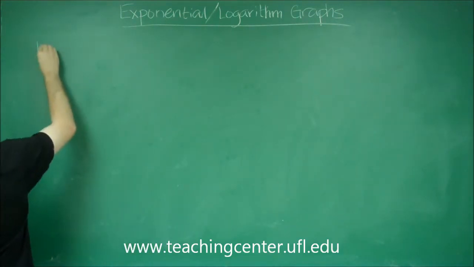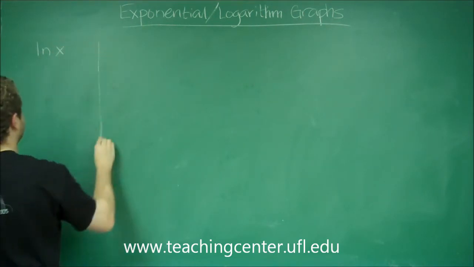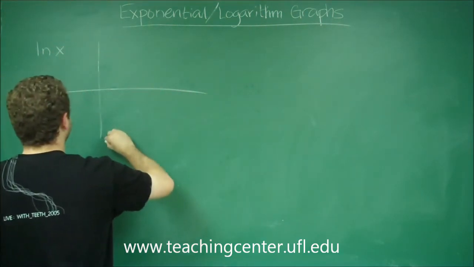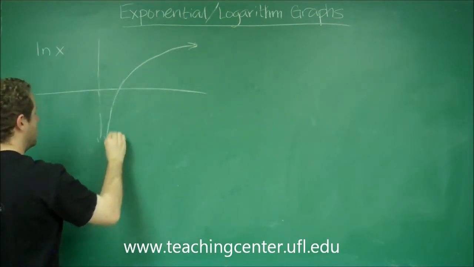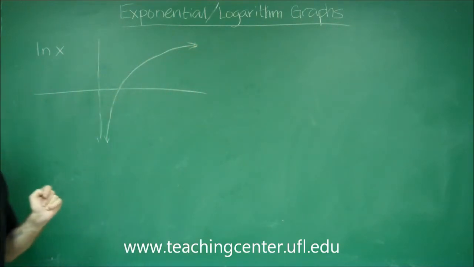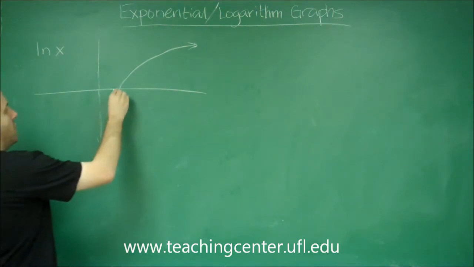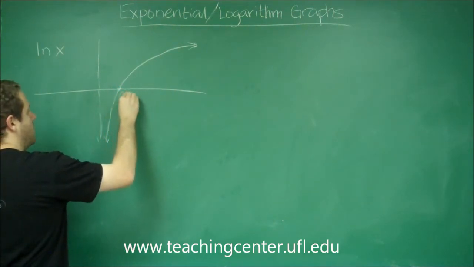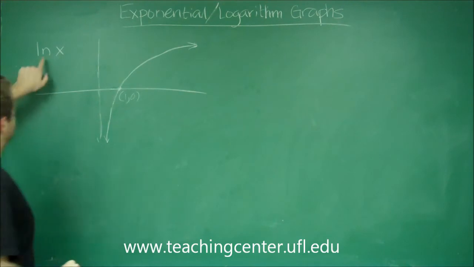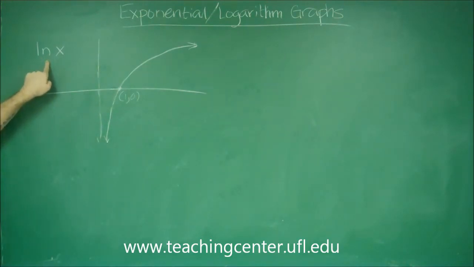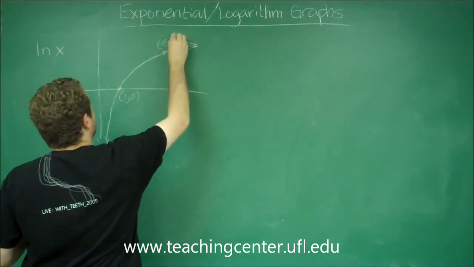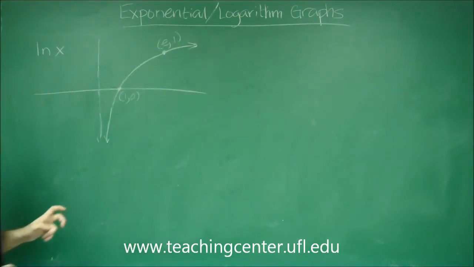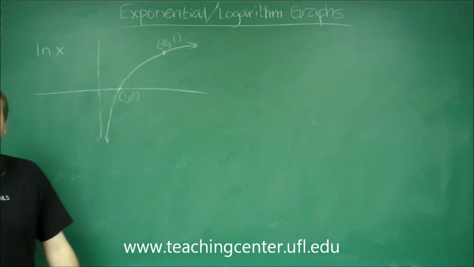So if we want the graph of ln x, it's always going to look like this, where you have a vertical asymptote at x equals 0. You always cross here at the point (1, 0). And because it's natural log of x, if you plugged in e for x, you should get 1. So up here somewhere you have the point (e, 1). Everything else is just a matter of plugging in, but that's the basic shape.